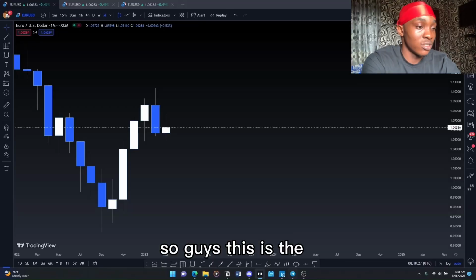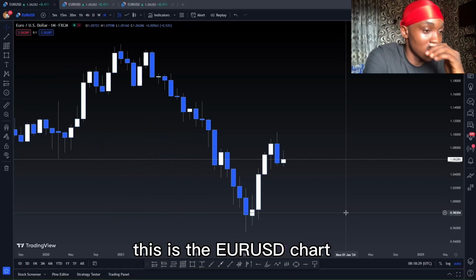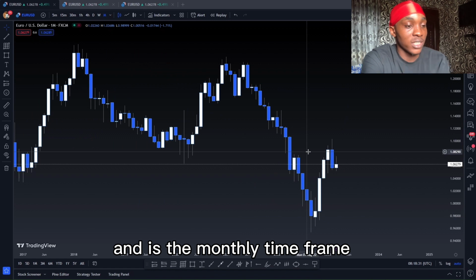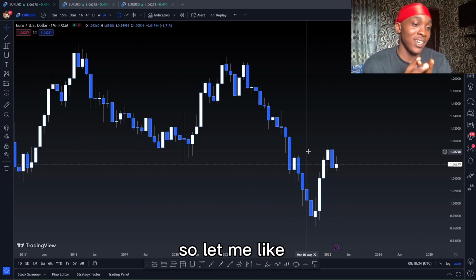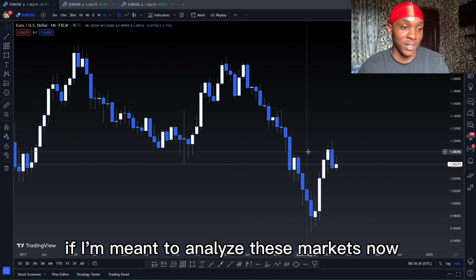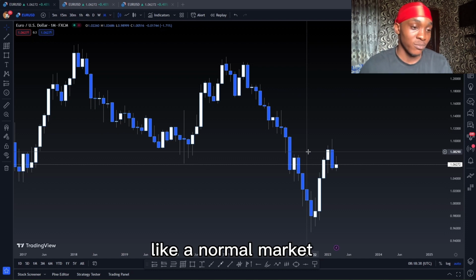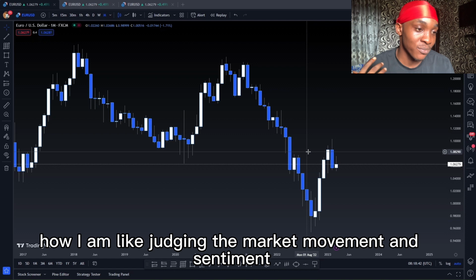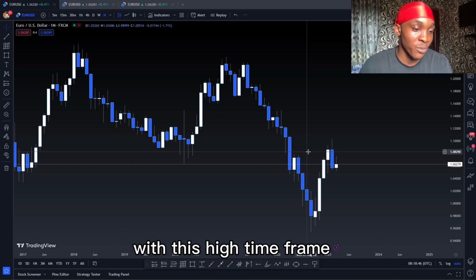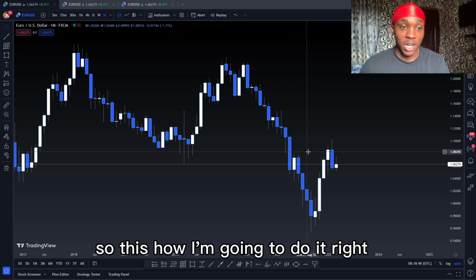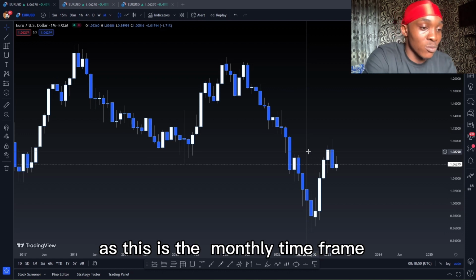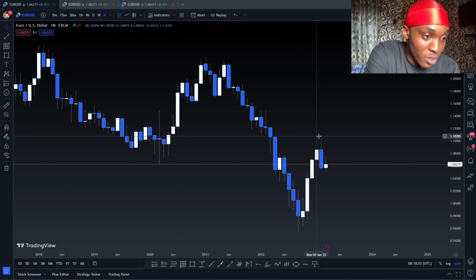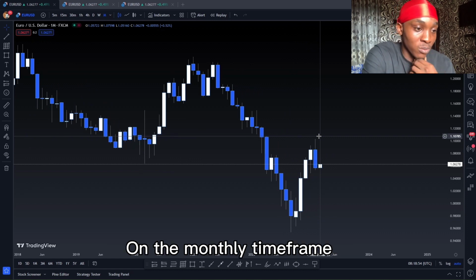So guys, this is the Euro USD chart and it's a monthly time frame. If I'm meant to analyze this market now, like the normal market scenario, this is how I'm going to judge the market movement and sentiment with this high time frame, right?